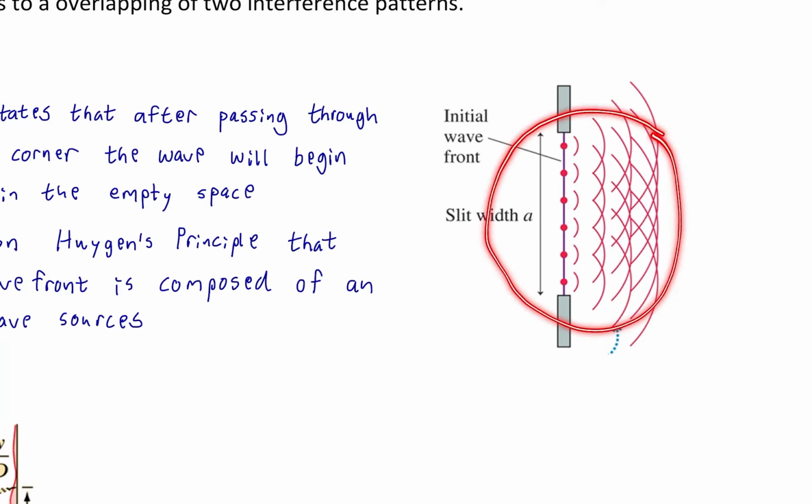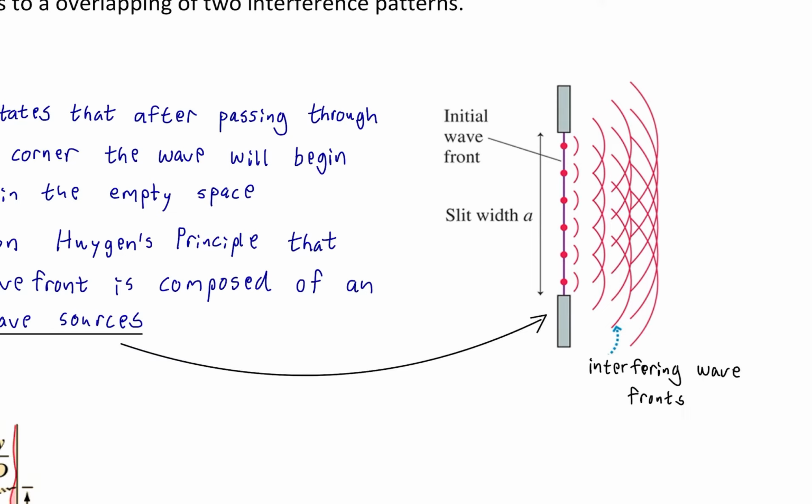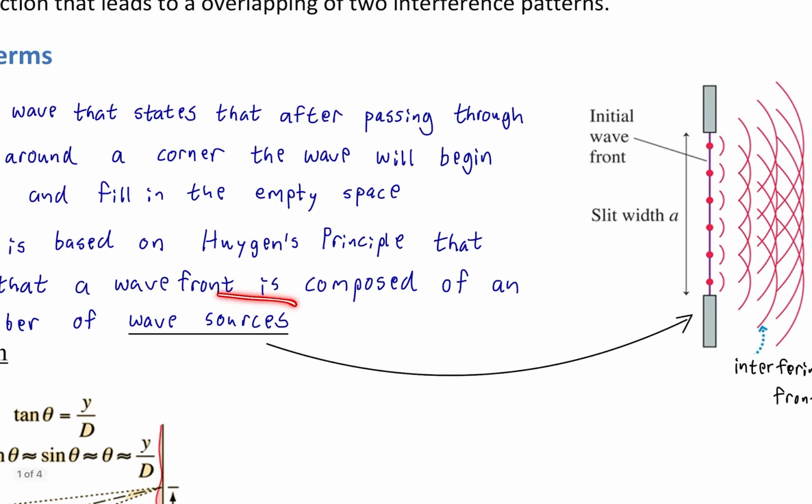Now that's the idea we're going to come back to, to actually explain the pattern that would come from this phenomenon, say if there's a screen right here, okay? But we'll of course come back to that and define it more specifically in just a moment. But anyway, here are the interfering wavefronts from those infinite number of wave sources. Okay, so that's the idea.